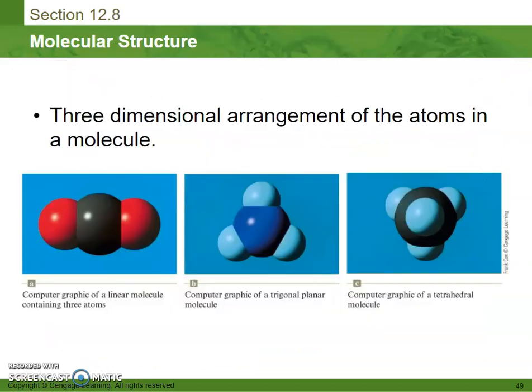Moving on to section 8, molecular structure. All molecules have a three-dimensional arrangement of the atoms in the molecule. So here we have a linear molecule where they're in a straight line. Here we have them where they're in a trigonal planar molecule. And then here we have a tetrahedral molecule where we have 4 of one type of atom bonded to one central atom.